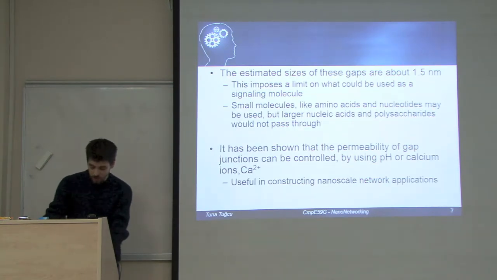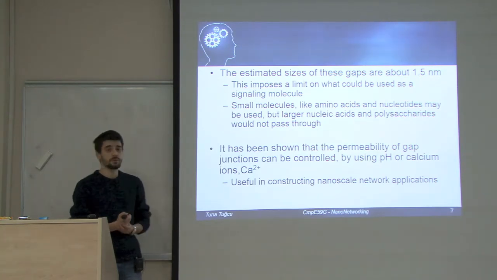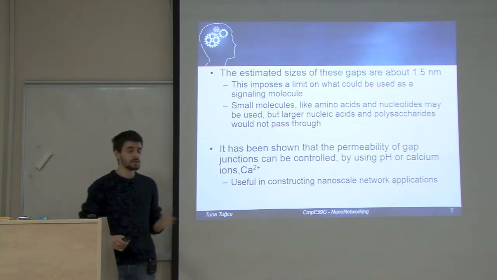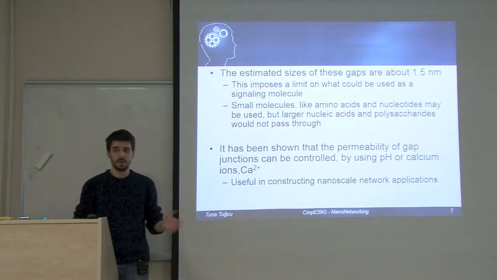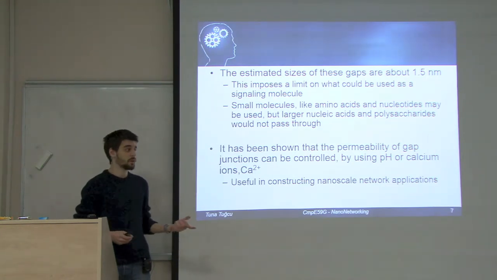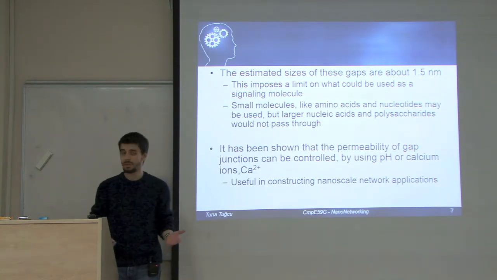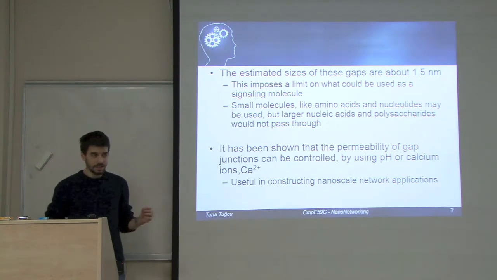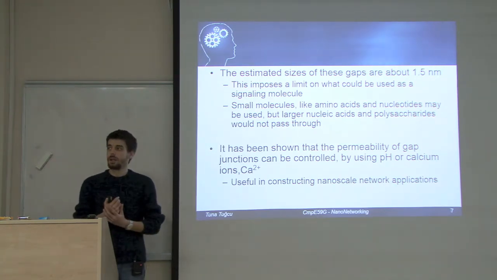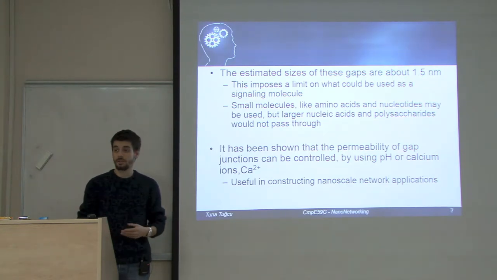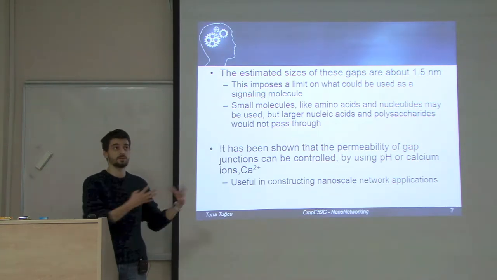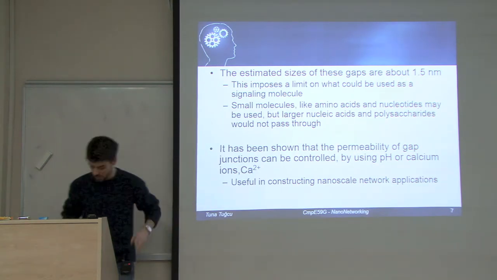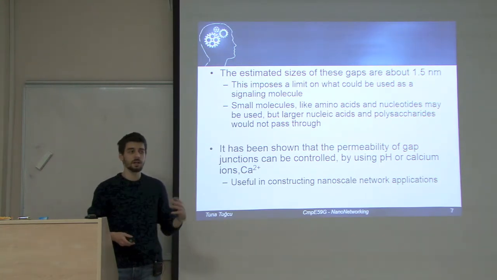Their estimated size is about 1.5 nanometers. This, of course, imposes a limit on which types of molecules can pass through these gap junctions. So larger molecules, like polysaccharides and larger nucleic acids, can't pass through these. But smaller molecules like calcium ions or IP3 molecules, secondary messenger molecules, can pass through these gates. So this imposes what sort of molecules can be used in nanonetworking applications. That is why we used calcium ions, and that's also why this is very prevalent in the literature.